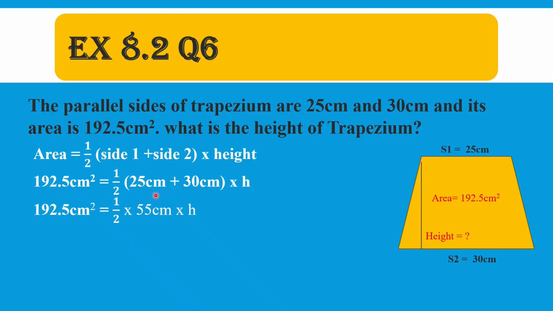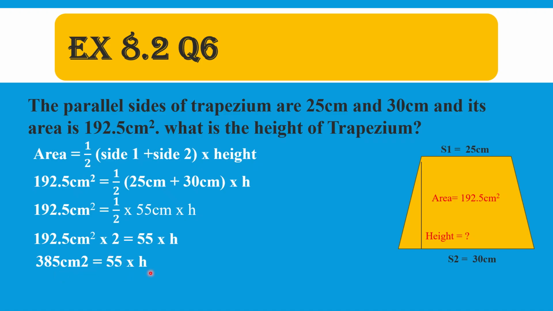So first of all, add them. 25 centimeter and 30 centimeter is 55 centimeter. Now this 2 will be shifted to this side of the equality sign and it will be multiplied by 192.5. Yes, like this. And here we have 55 centimeter into height. Now let's multiply them and we get 385 centimeter square, which is equal to 55 into height.